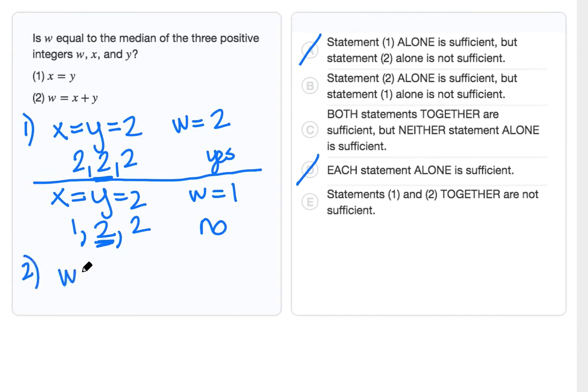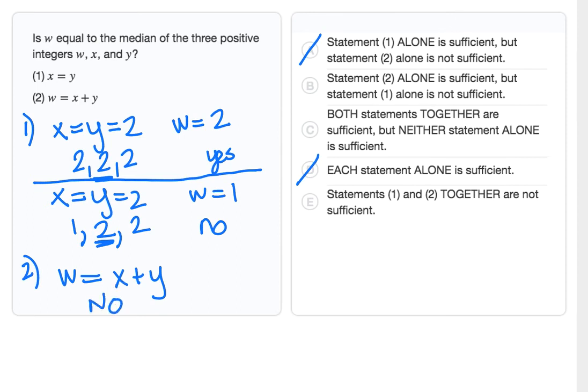Statement 2 tells us that w is equal to x plus y. Well, if w is the sum of the other two integers, it follows that w has to be the greatest integer of w, x, and y when put in numerical order. That means w is never going to equal the median, so the answer to the question is a definite no.